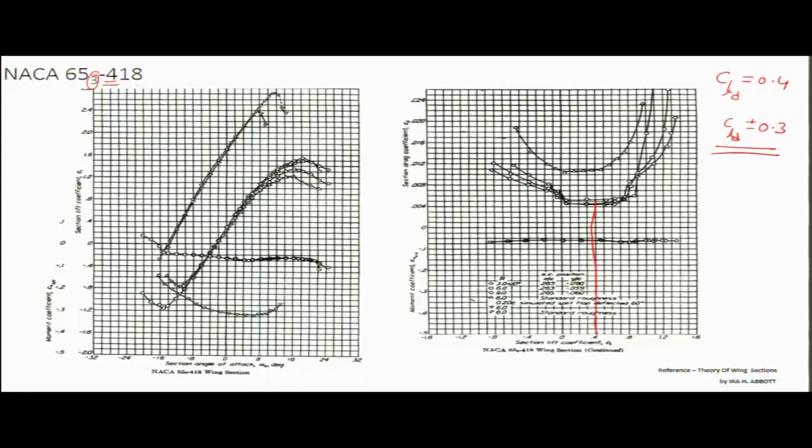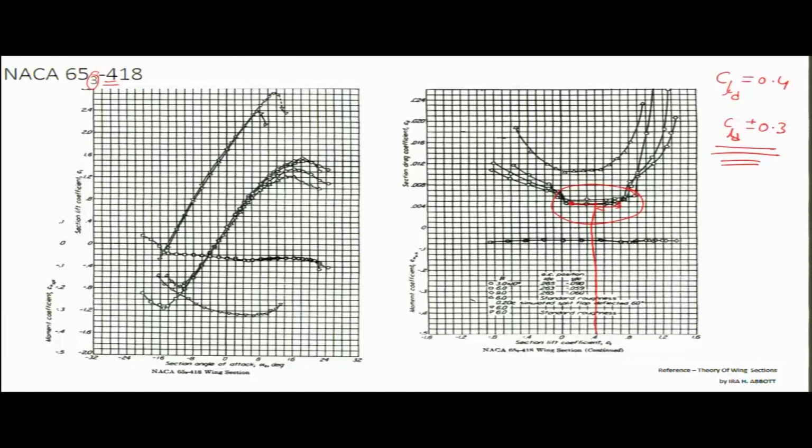Let us see whether it is true or not. 0.4 minus 0.3 is 0.1 approximately. So up to this point the CD is almost flat, that is CL design minus 0.3, and then CL design plus 0.3 is 0.7. So we can also consider this as a constant CD regime. This is the significance of this drag bucket. There is a significant drag bucket for the 6 series aerofoil, and the nomenclature will help you select the corresponding aerofoil based upon your CL design.